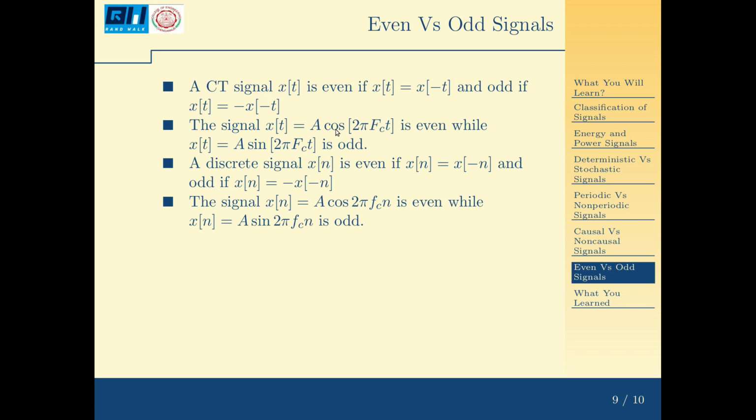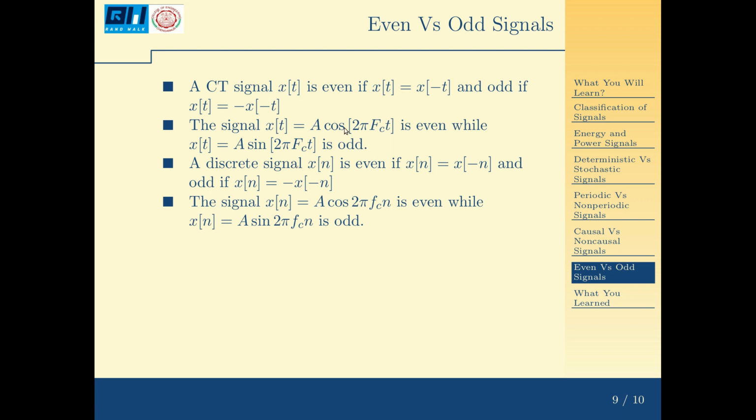Look at this signal, A cos(2 pi fc t) is even, because the cosine function has mirror symmetry at t equal to 0 about the y-axis, while x(t) equal to A sin(2 pi fc t) has anti-symmetry, so this is an odd signal.